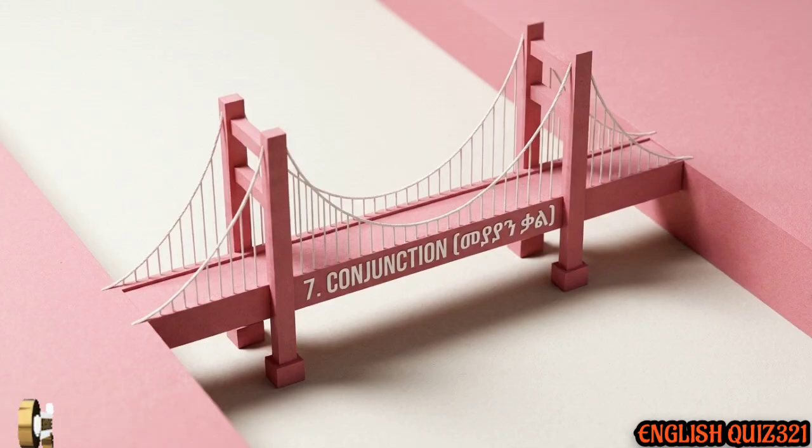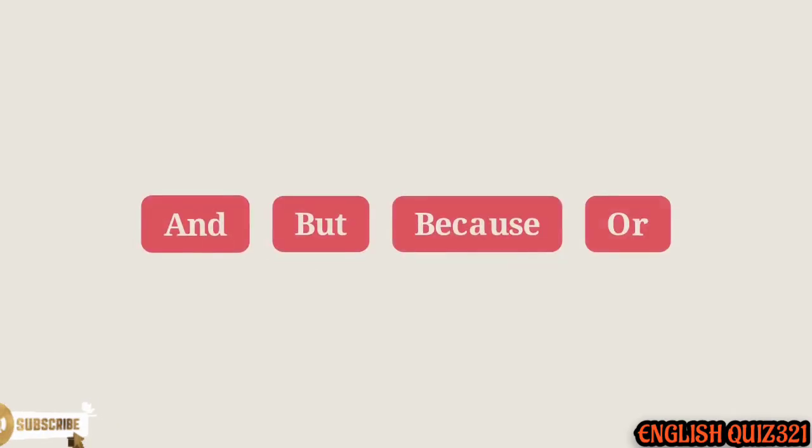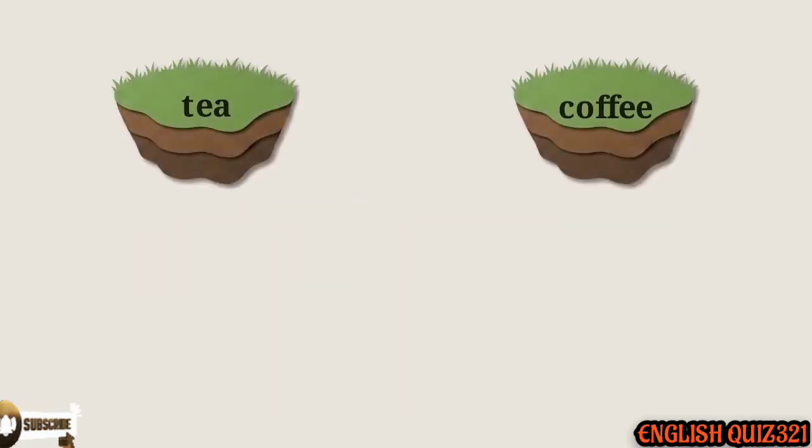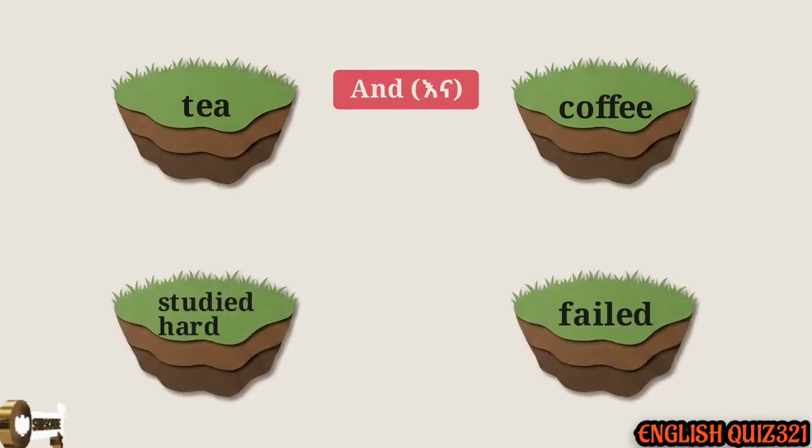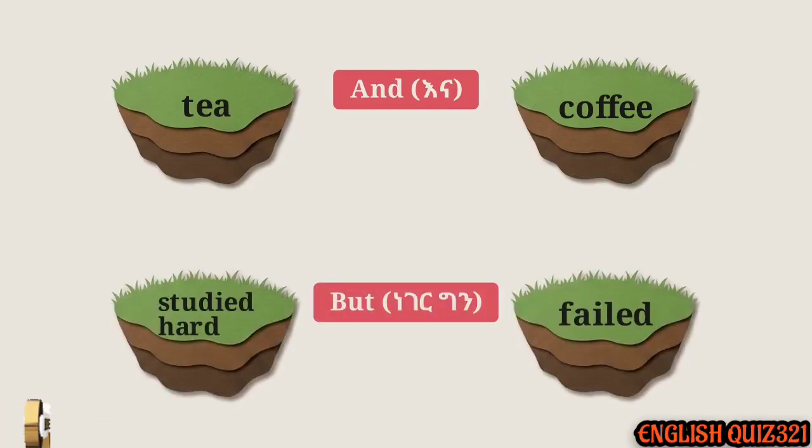Block number 7 is the conjunction, or meyayaja call. A conjunction is the bridge that connects words, phrases, or full clauses together. The most common bridges you will use are and, but, because, and or. And links two similar things, like tea and coffee. But introduces a contrast, like he studied hard, but he failed.